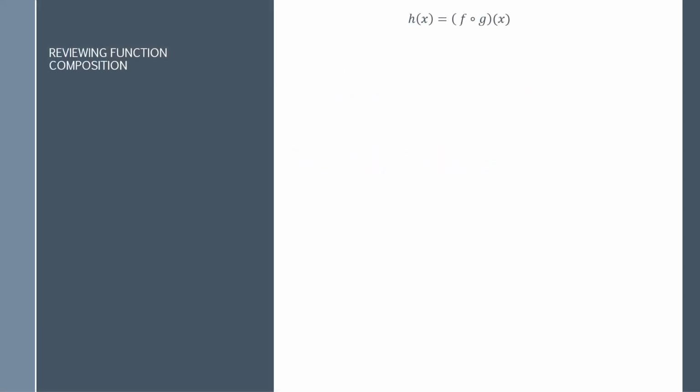The first thing that I would like to do is to review the idea of function composition. Here you see the notation that we're going to use throughout the lecture. h of x is defined as f composed with g. So this is something we've discussed in college algebra or maybe in pre-calculus. And now let's go ahead and take a look at a couple of examples to refresh your memory about this idea.